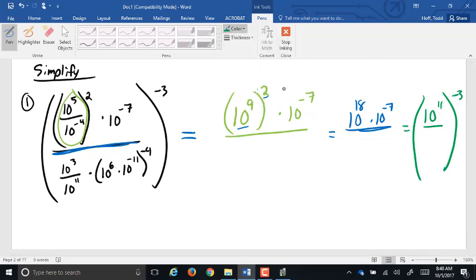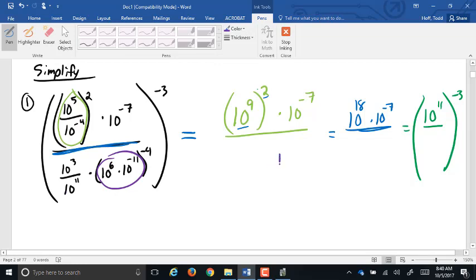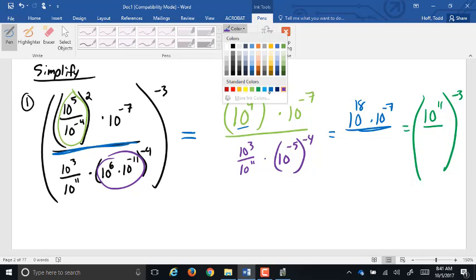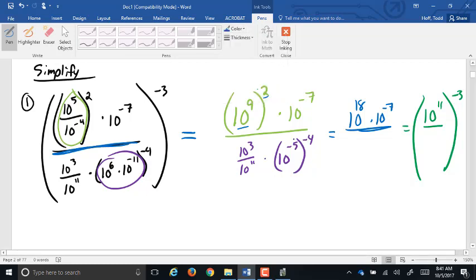On bottom, we've got another set of parentheses here. What is 10 to the 6th times 10 to the negative 11th? 6 plus negative 11 would be negative 5. Now we have to do that power. 10 to the negative 5th to the power of negative 4. 10 to the 20.